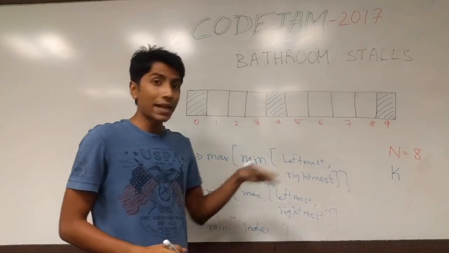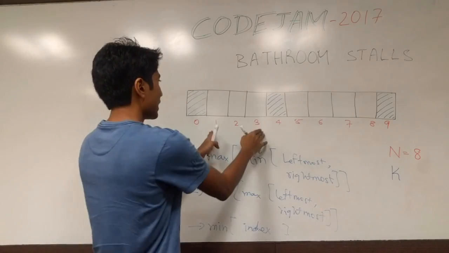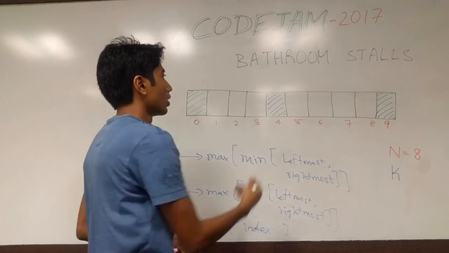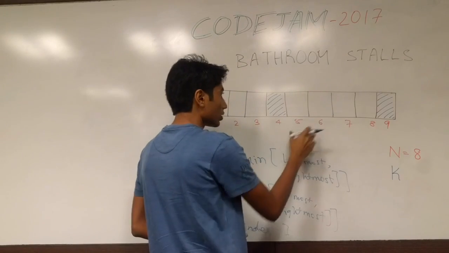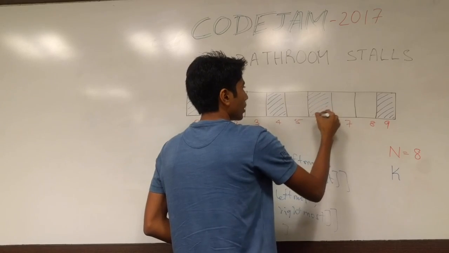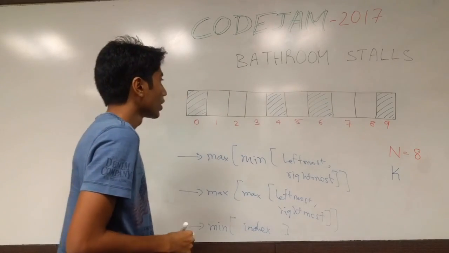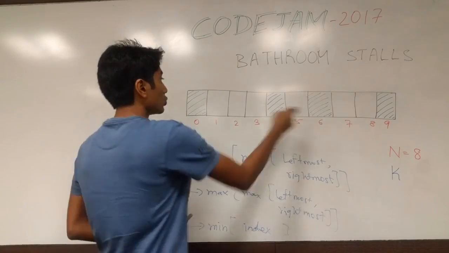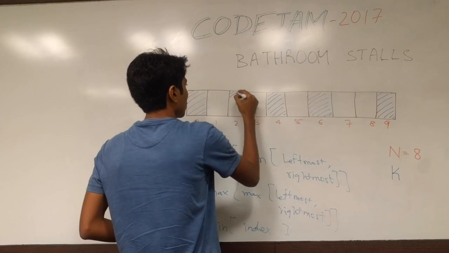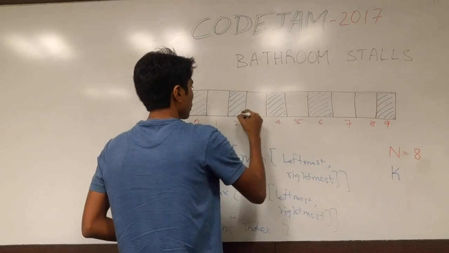Right? Let's say the second person comes in now. This segment is not as big as this one. So you come here and then you choose 6 because this index is smaller than 7. So, right. Now, this bathroom is also occupied. What about the next person? They choose this segment because that's larger. And it's over here that you choose 2.